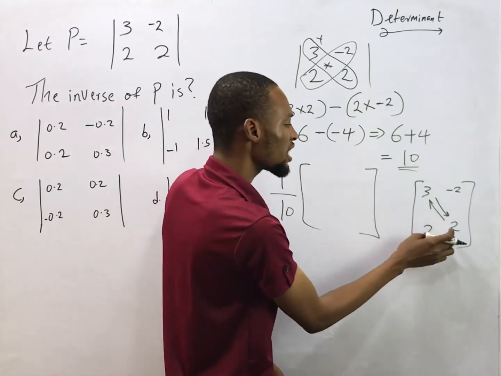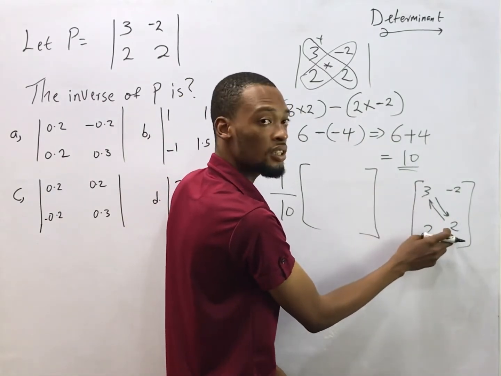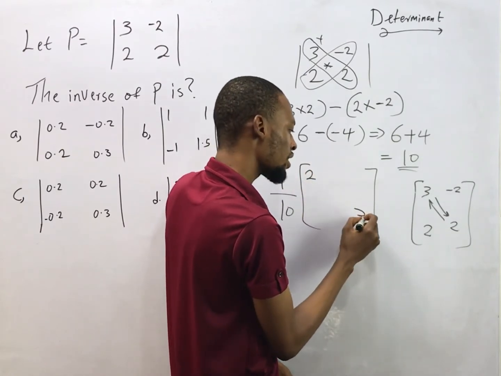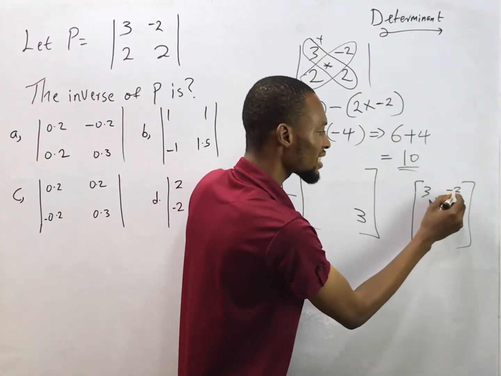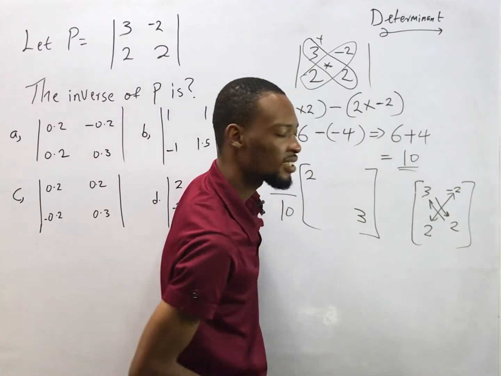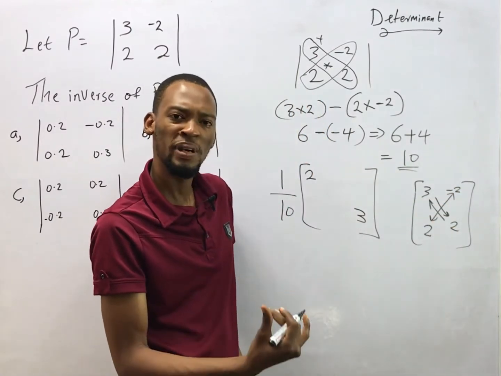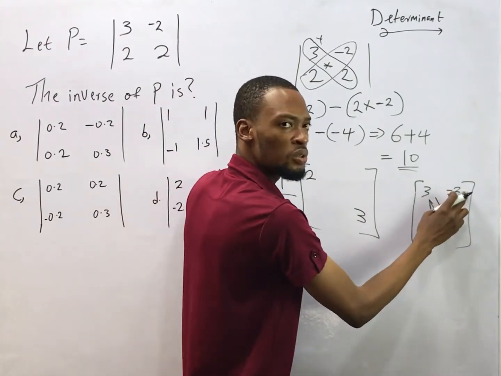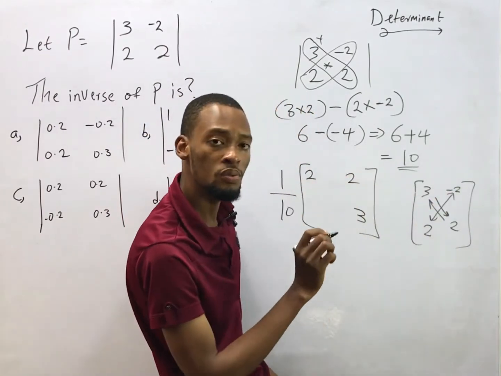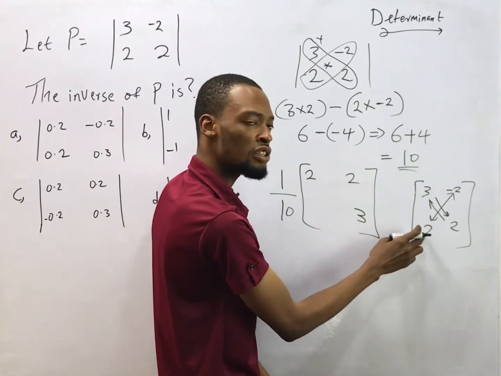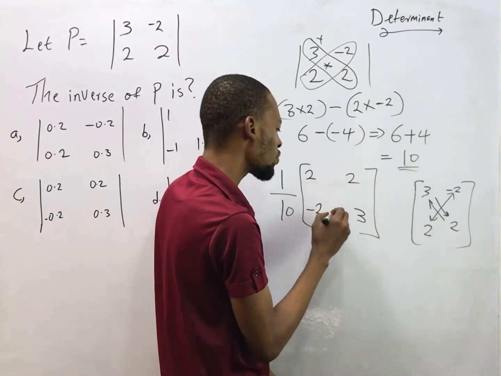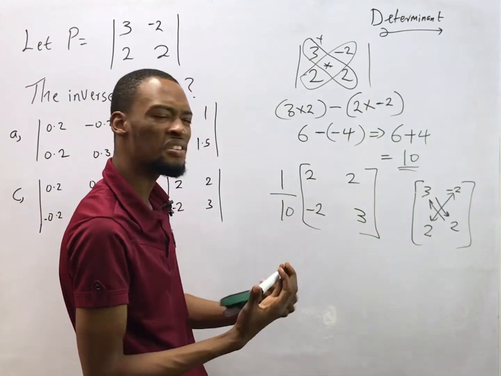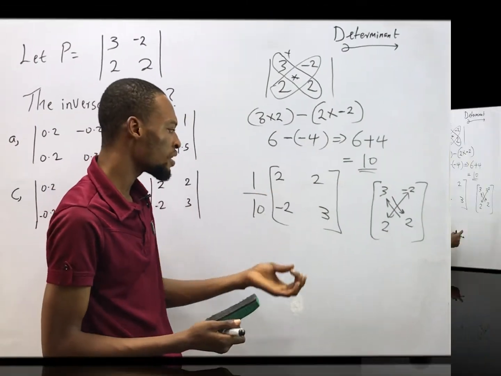Flipping here means we're taking 2 to this place and 3 here. That means we now have 2 here and 3 here. For this side, change the sign. The one that is plus, put minus. And the one that is minus, put plus. So instead of minus 2, here becomes just 2. And here, instead of just 2, it becomes minus 2. This is your inverse. And this is how to look for the inverse of a 2x2 matrix.